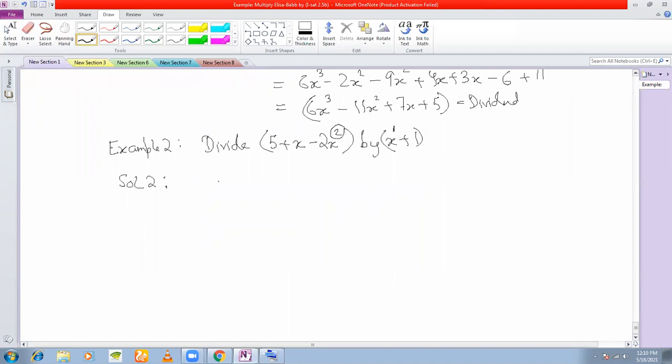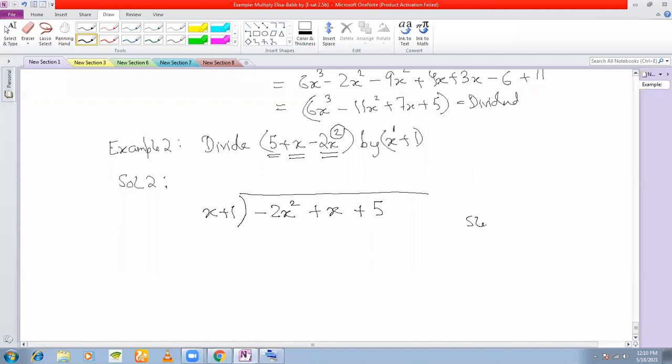So you have x plus 1. And whenever this kind of a division is given, always try to write the highest power of x first. Okay. You just write it a little below. You have x plus 1. So highest power of x here is minus 2x squared. So you write it first. Then you write the next power of x, which is x. And then you write the constant term, which is 5.